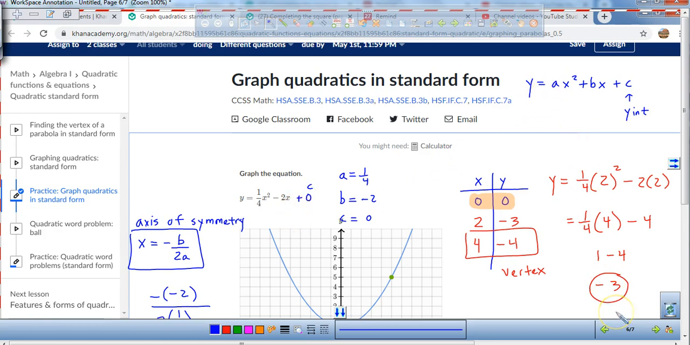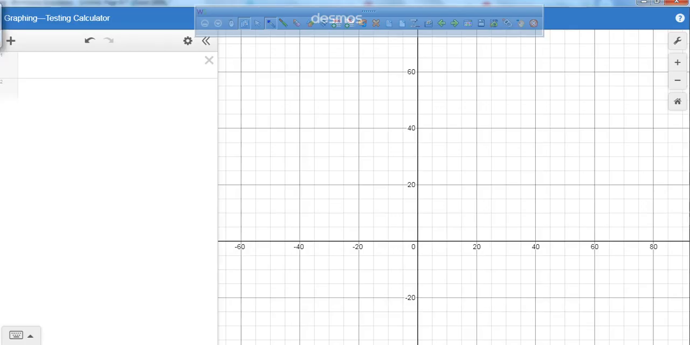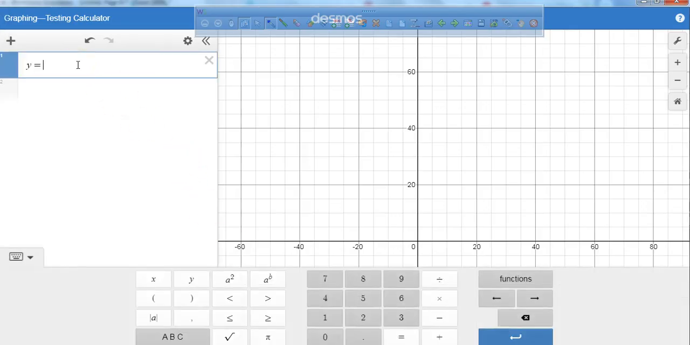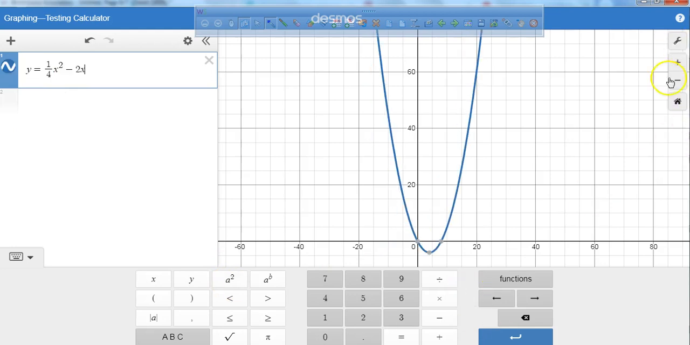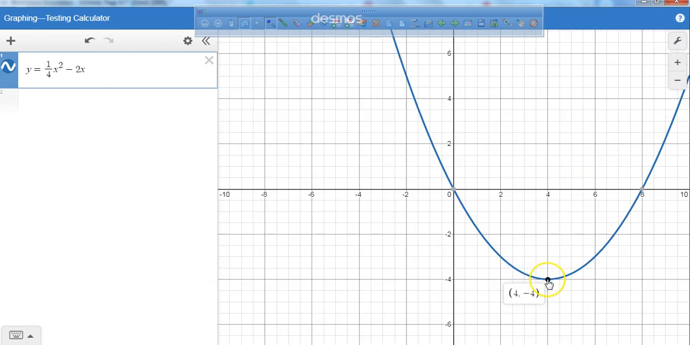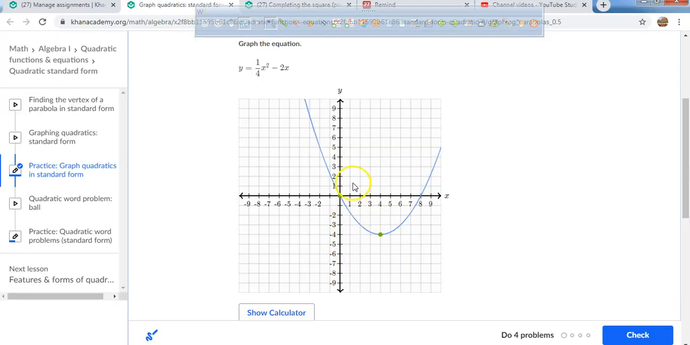Now, in order to check your work, all you got to do is go over to Desmos and type it in. We're going to type in y equals 1/4 x squared minus 2x. All right, and I'm going to hit home, and you should be able to see there's the vertex, (4, -4). There's your (0, 0). And you can also see there's a point right there, (2, -3), that we also found. So that should help give you confidence when you're checking your work.